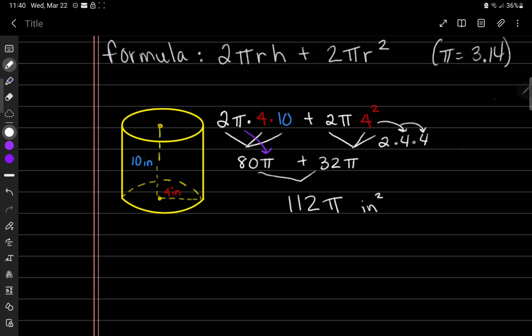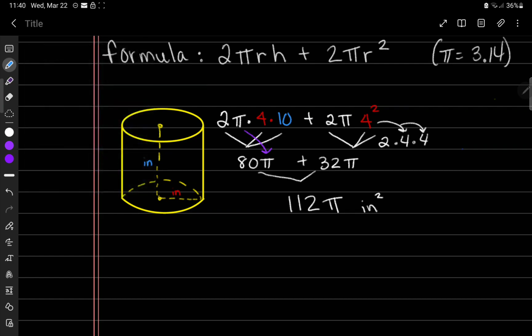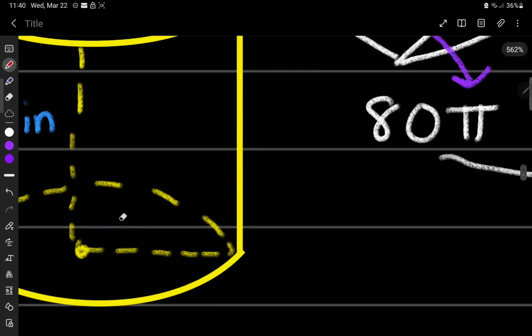So I'm going to change the numbers here, and you're going to see that it's the same thing over and over. I'm just replacing the numbers that I have here. So I'm going to take this and this out. So let's say my height is 12 and my radius is 3.